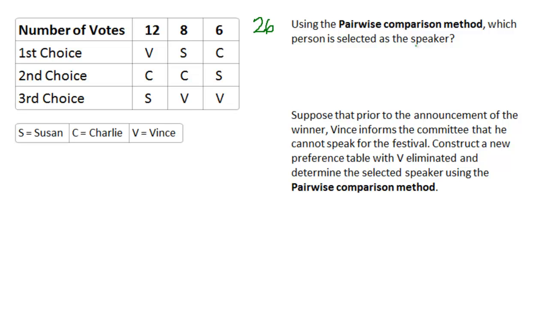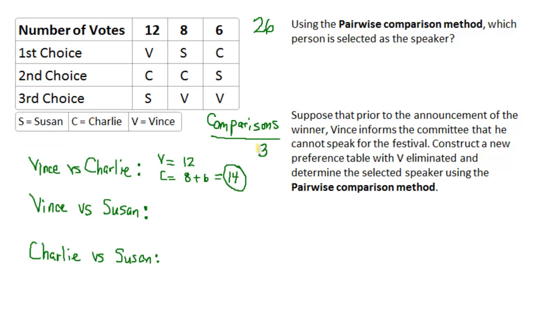Let me just show you the outcome of that pairwise comparison right now. So first off, I determined that there were 3 comparisons that need to be made. I had a total of 3 candidates, and remember the formula to figure out how many comparisons you need is start off with the number of candidates, in this case 3, times 1 less than that, so 3 times 2, and then divide that result by 2. So it came out to be 3. And here are the 3 comparisons. It's Vince versus Charlie, Vince versus Susan, and Charlie versus Susan.